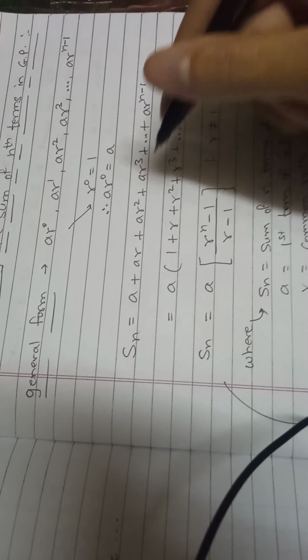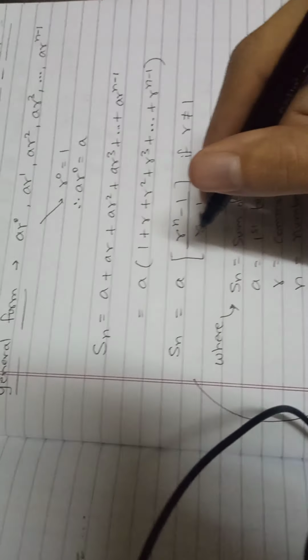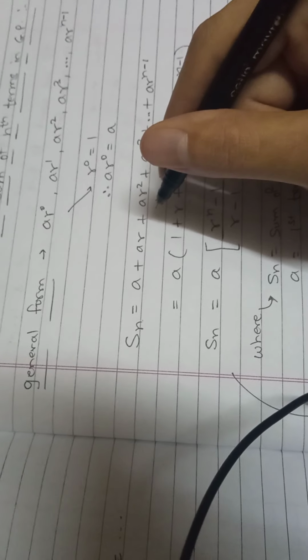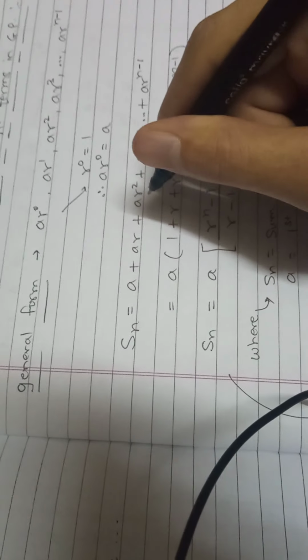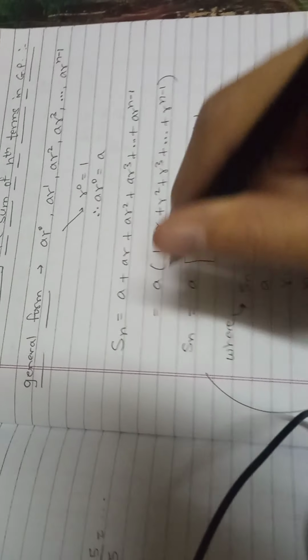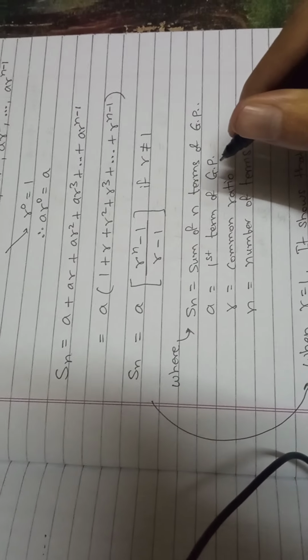If we want to find 3 terms, then Sn, when we are going to find the sum of 3 terms, is a plus ar plus ar squared, starting to that third term. a is equal to the first term of the GP, as I showed.